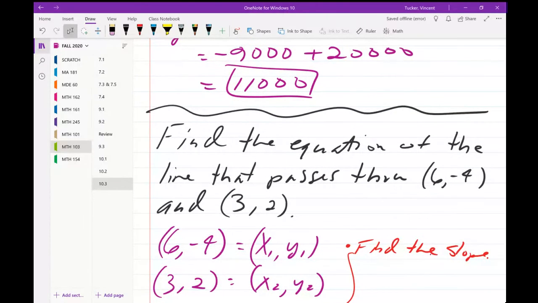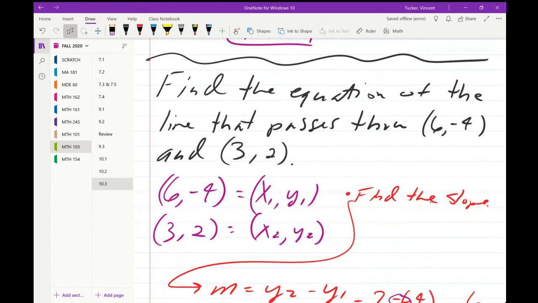All right, so the other way that you could get your information in this section, notice last problem they gave us a slope and a point. They could give you 2 points and ask you to find the equation. So find the equation of the line that passes through 2 points, 6, -4, and 3, 2.